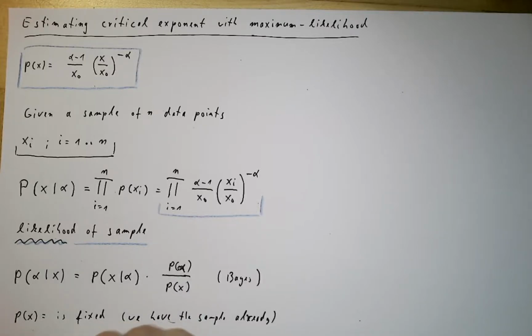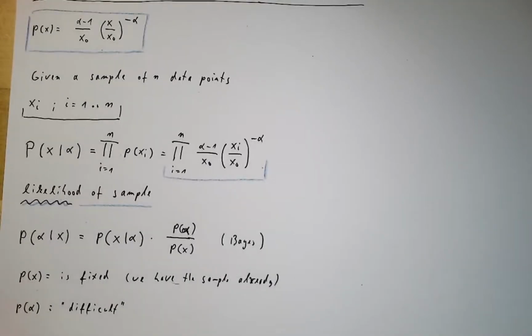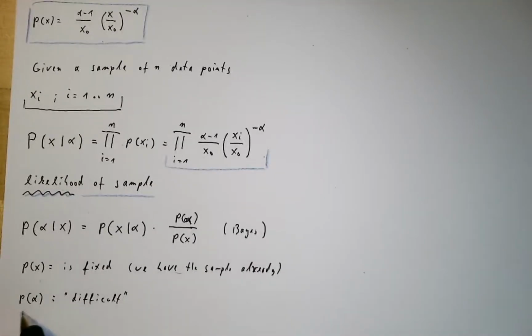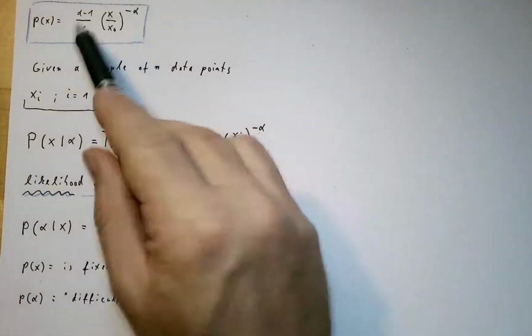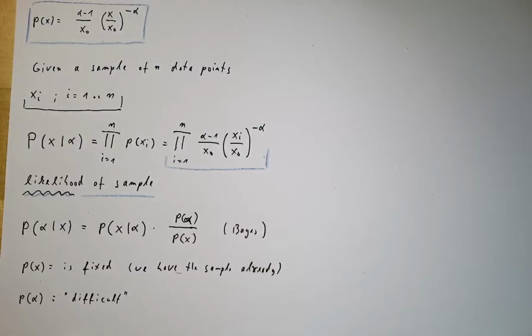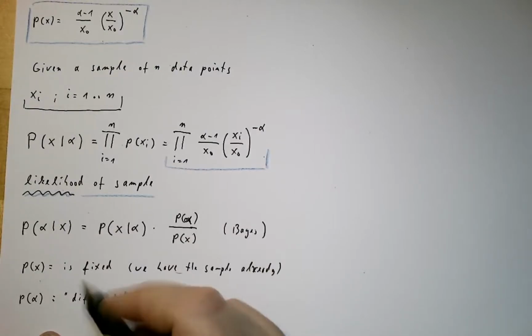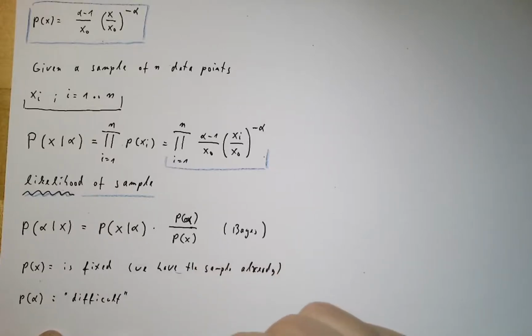That's kind of difficult, and that's always the problem in all the Bayes calculations. So we need a prior knowledge about which alphas are more likely than others. So this is kind of difficult in a philosophical or interpretation sense.